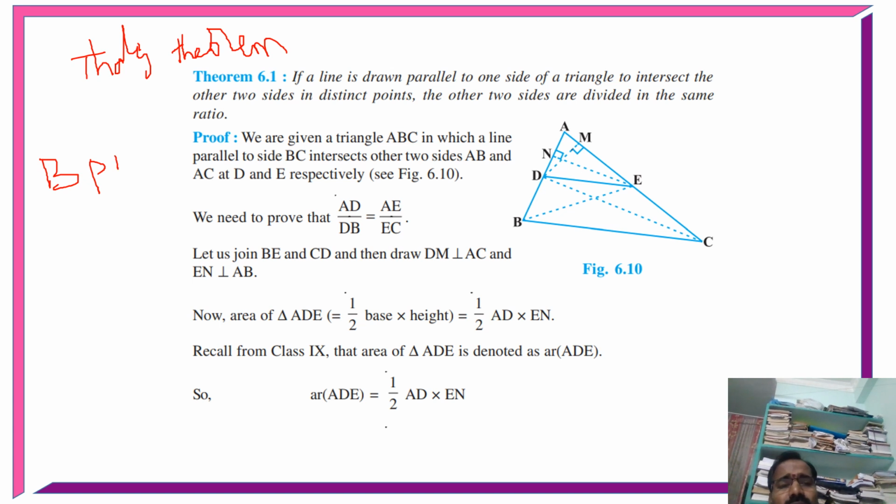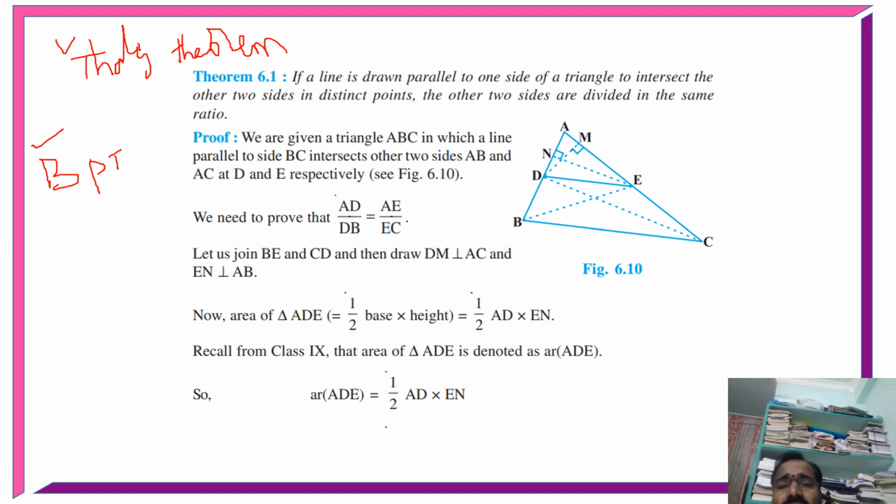In the exam they might ask: state and prove Thales theorem, or state and prove basic proportionality theorem. Whenever it is given state and prove, first we write the statement. After writing the statement, we write Given, RTP, construction if needed, and proof. What is the statement? If a line is drawn parallel to one side of a triangle to intersect the other two sides in distinct points, the other two sides are divided in the same ratio.